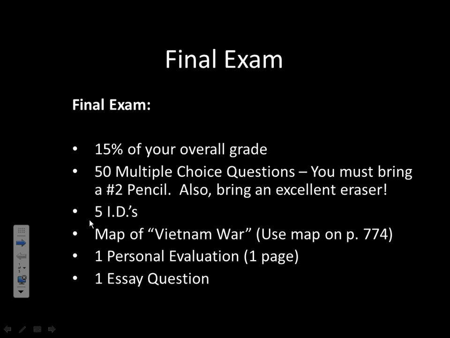You'll have 5 IDs that you will write. There will be 7 IDs listed on the test, and you will pick 5 of your choice, and then you will write your 5 ID answers on the answer document. The answer document is a packet that you'll get with the exam where you will write the written portion of the exam. These IDs, as well as the personal evaluation and the one essay, will go on the answer document. You will have a map on the final exam.